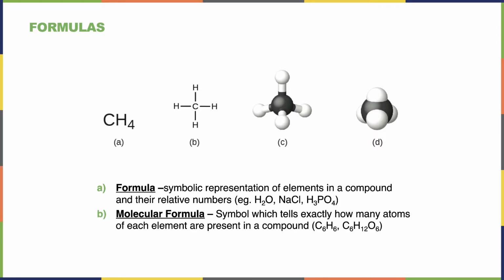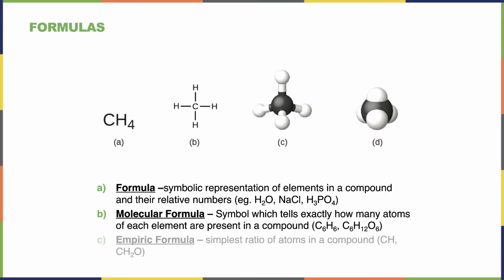Another type of formula is called the molecular formula. A molecular formula is a symbol which tells exactly how many atoms of each element are present in a compound. Now, there are many similarities between these two definitions, but the molecular formula is a subtype of an overall formula. The molecular formula gives you the exact nature of each compound. So you're looking here at the first one, benzene, which has 6 carbon atoms and 6 hydrogen atoms. The second is glucose, which has 6 carbon atoms, 12 hydrogen atoms, and 6 oxygen atoms.